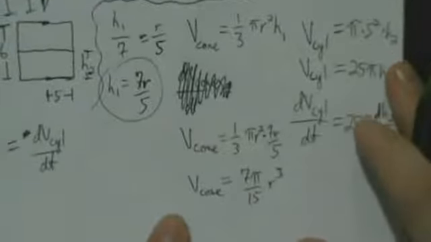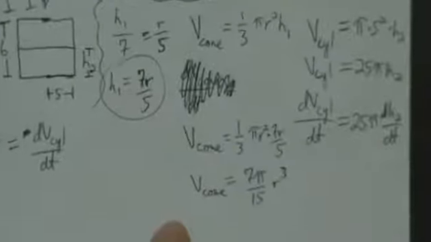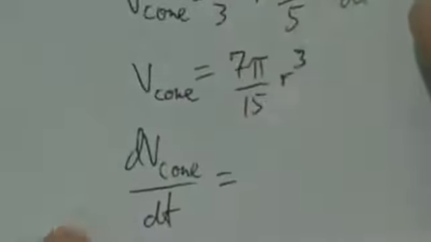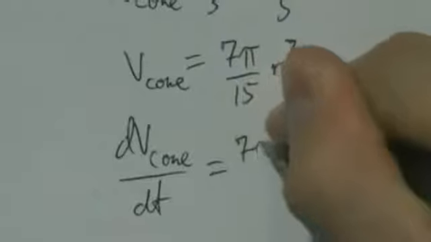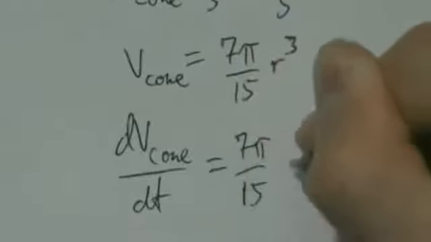Now that's really good for us, because now when we take a derivative, what are we going to get? So let's do that now, let's take a derivative. dV cone dt equals 7 pi over 15. Now again, we've done this a few times already in the past few examples, but r cubed, r is a function of t implicitly, all right? Implicitly it's a function of t, and then we're going to raise it to the third power. So we have to do the chain rule to take a derivative.